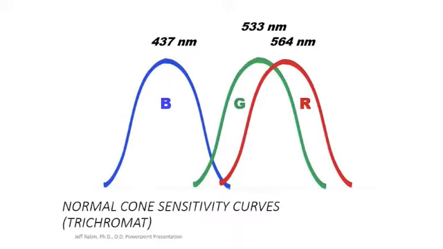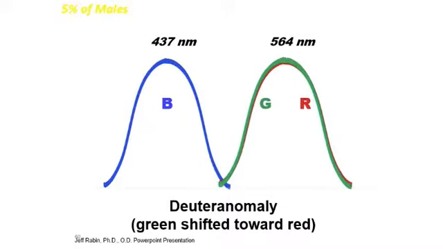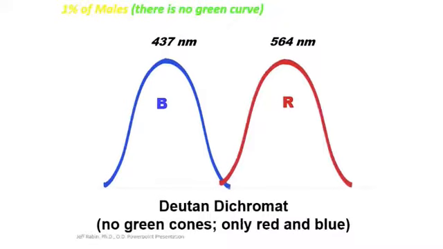So this is the normal cone sensitivity curve, and you can see that green and red, the frequencies of light, are very close to each other, whereas the blue is further down. It's a much shorter wavelength compared to green and red. And in deuteranomaly, where green is shifted toward red, that's kind of the reason why those people would confuse green and red. I think this is the type that I have. The deutan dichromat has no green cones, only red and blue cones. Again, pretty rare. They wouldn't see any green at all.